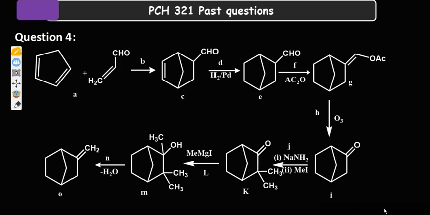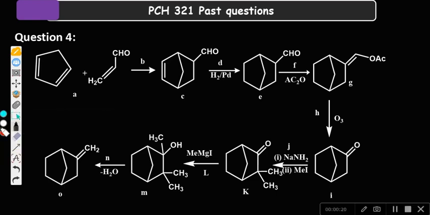In this lecture, we are going to answer the PCH 321 past questions, and this will be question 4 of one of the past questions that was given. Now, we have a synthetic route for the synthesis of this compound here. However, this synthetic route has several other reactions that took place for us to get to the last product here, which is this.